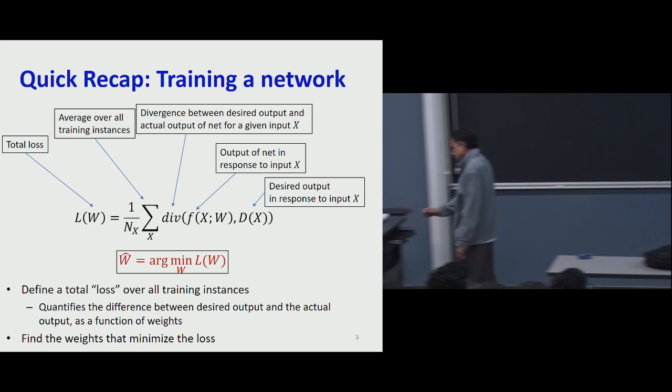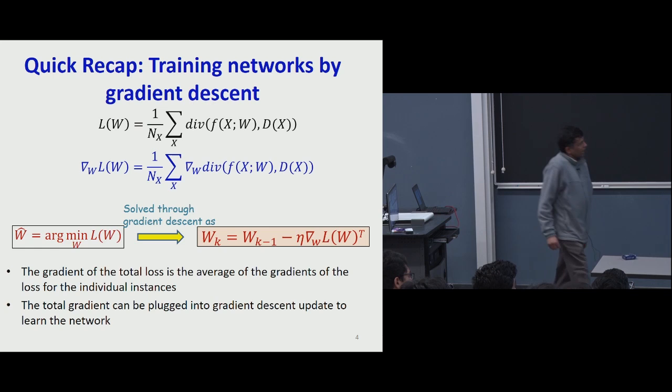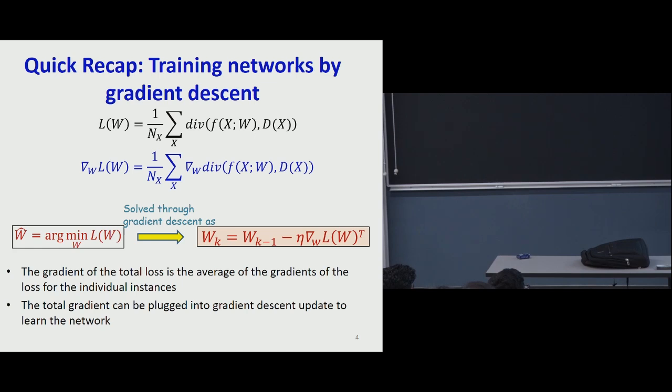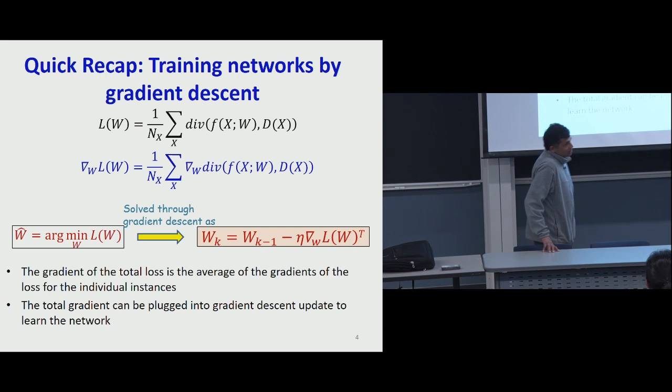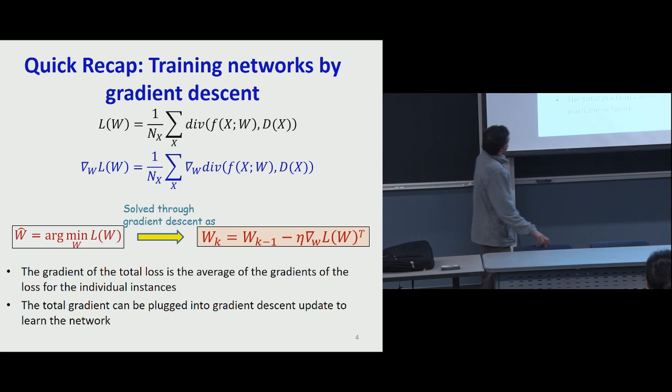And the manner in which we actually train the network: for the loss function, we can compute the gradient of the loss with respect to the parameters, which is simply going to be the average of the gradient of the divergences for the individual training instances. And the actual optimization we perform when we minimize L of W is through gradient descent, where we use this iterative walking against the gradient to learn the parameters of the network.